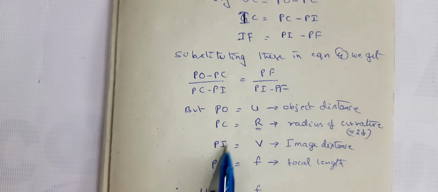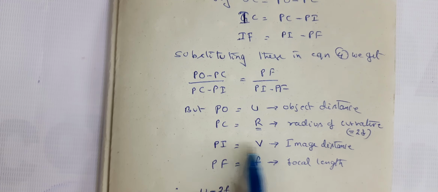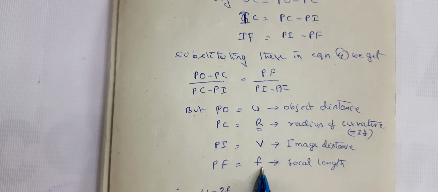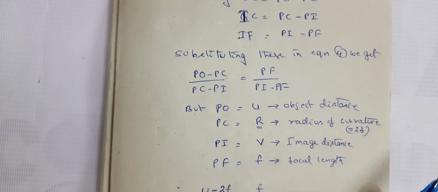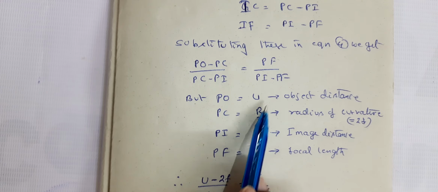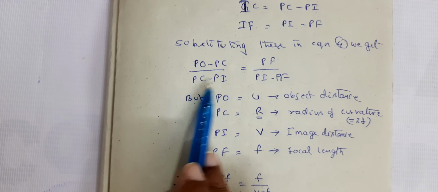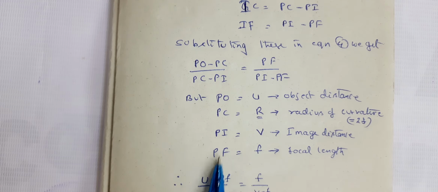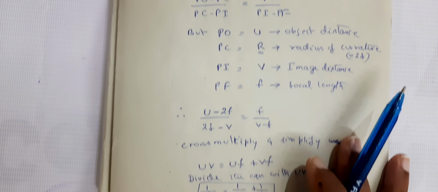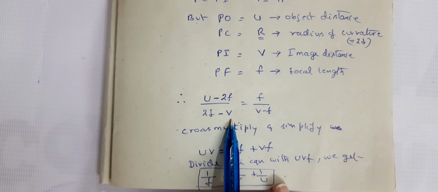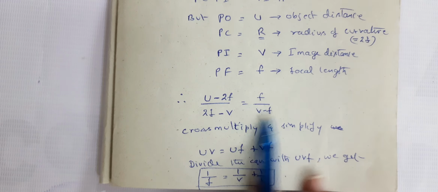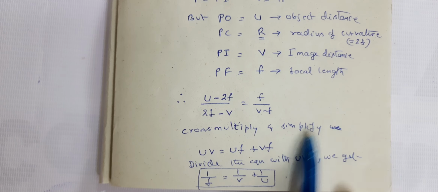And P to I, that is image. Pole to image is image distance, which is V. Now pole to focus is PF, which is equal to focal length. So you got all the values. PO is U, PC is 2F, because R is equal to 2F. Now PI is equal to V and PF is equal to F. Substitute all these values in this. So you will be getting U minus 2F by 2F minus V is equal to F by V minus F. Just cross multiply, rearrange the terms and simplify.